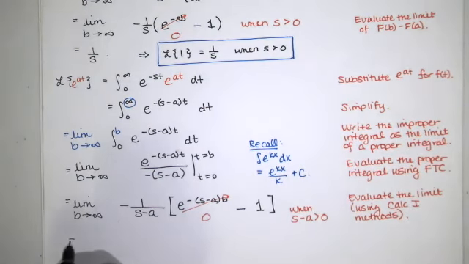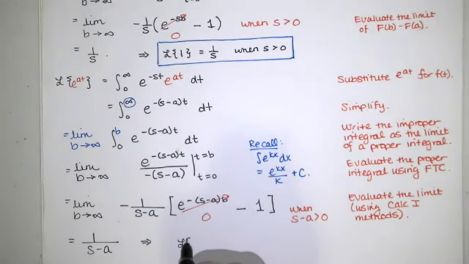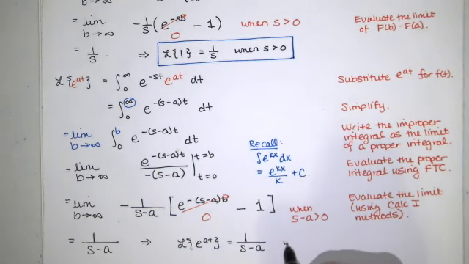So we will have negative 1 over s minus a times negative 1, which is positive 1 over s minus a, under the condition that s minus a is positive. So that is telling us that the Laplace transform of e to the at is 1 over s minus a when s minus a is positive, which means that s is greater than a.